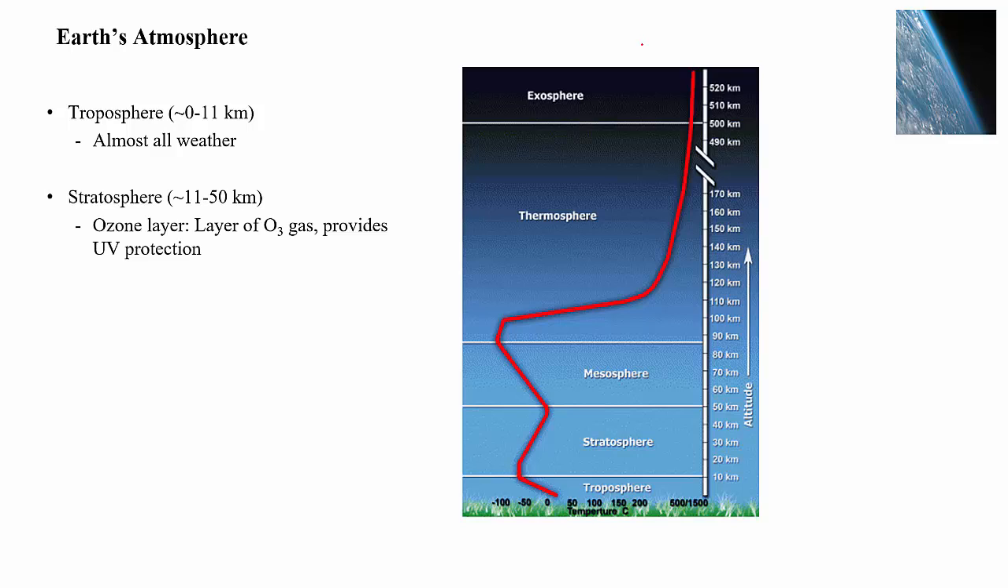The next layer up is the stratosphere. It ranges from about 11 to 50 kilometers. And the ozone layer is in the stratosphere. The ozone layer is a layer of O3, or ozone gas, that provides UV protection. We'll get to how the ozone forms in this layer, but for now the key point is that this layer of ozone in the stratosphere provides protection against the sun's UV light. So it provides protection for the biosphere, or from a strictly human perspective, it protects us from getting sunburns and skin cancers and eye damage and the like.